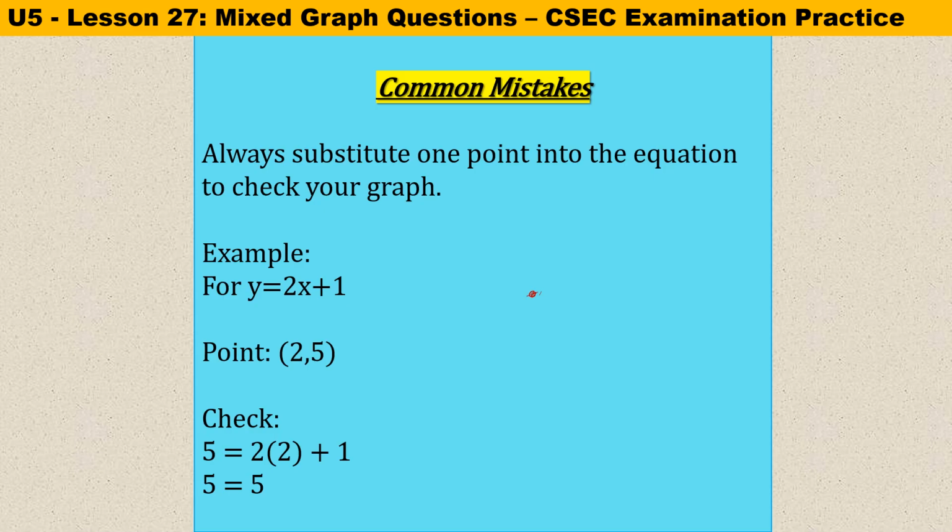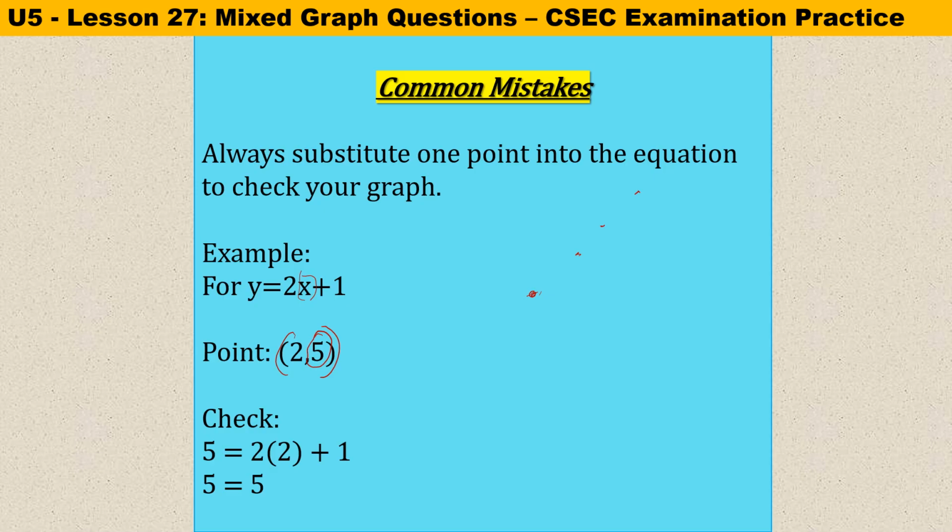Once you put your first dot, you are going to find your gradient and find another maybe 2, 3 points on that line. Once you have found those coordinates, and let's say you land at 2, 5, you are going to substitute 2 where x is to find your value for y. And if it equals 5, then it tells you that your graph is correct.